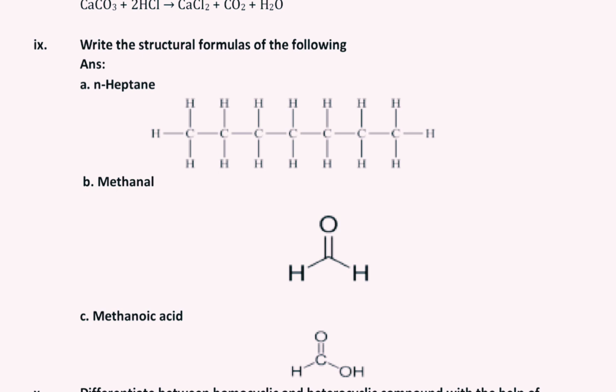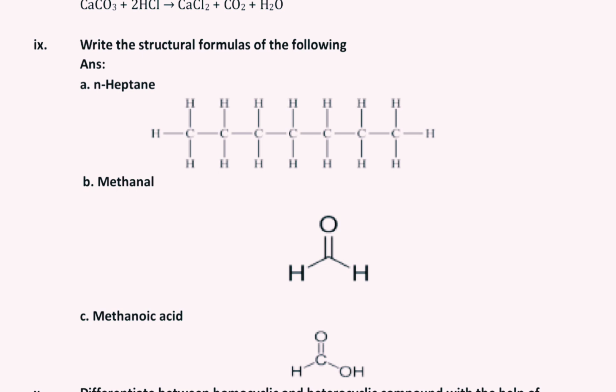Methanal. The last al stands for aldehyde, and we know in aldehyde we have a carbonyl group, and one side is fixed with hydrogen and the other side we may have a carbon chain, but we have meth here. So that means only one carbon is here. So it's C double bond O, with H on both sides.